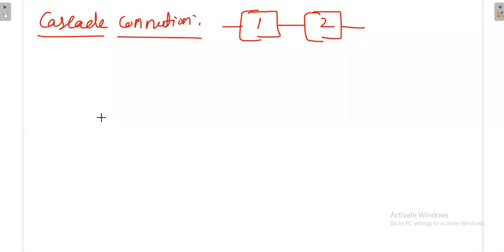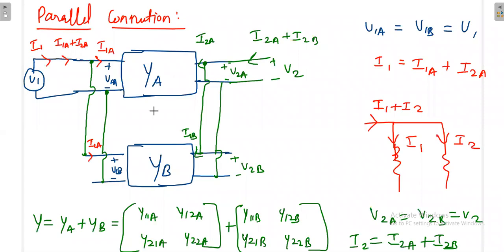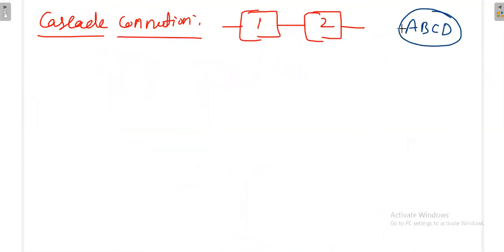So once you have a cascade connection, which parameter will be suitable here? The ABCD parameter will be suitable. So you find out the individual ABCD parameters. One more problem here is that since we are going to use ABCD parameters, we cannot use the naming A, B for the networks, because that will confuse with the parameter names. Our parameter itself has the convention of AB. That's why I will use a different notation. For network 1, single dash. For network 2, double dash I will use.